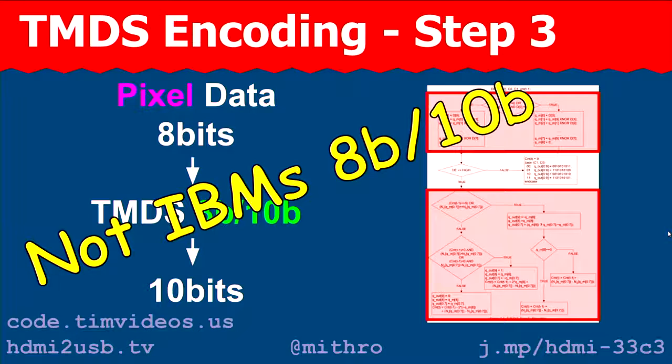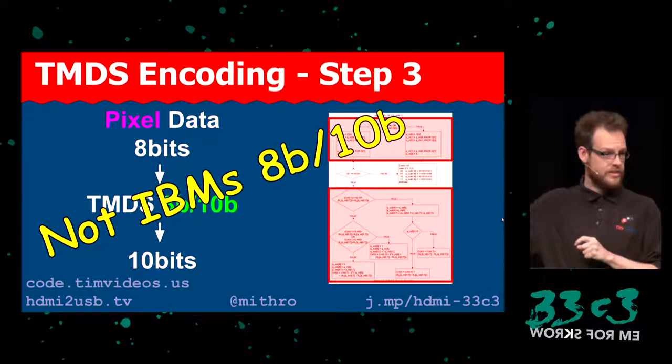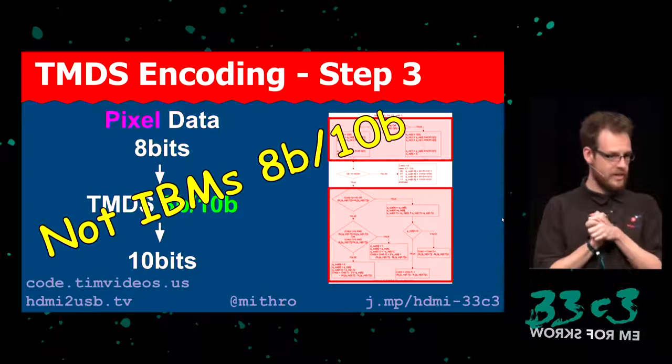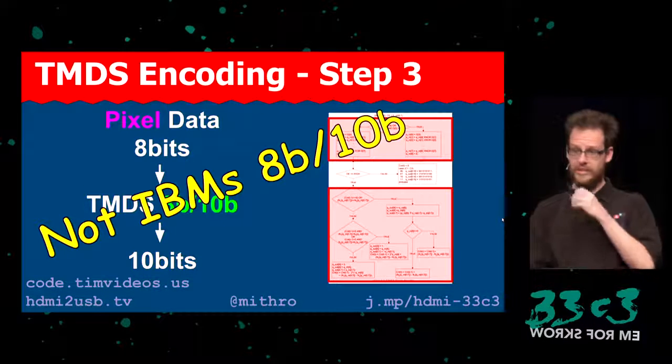However, there's a huge danger here because IBM also invented an 8B10B scheme that is used in everything. This is used in DisplayPort, it's used in PCI Express, it's used in SATA, it's used in pretty much everything on the planet. This is not the encoding TMDS uses. You can lose a lot of time trying to map this diagram to the IBM coding scheme and going, these are not the same. That is because they're not the same. This is a totally different coding scheme.